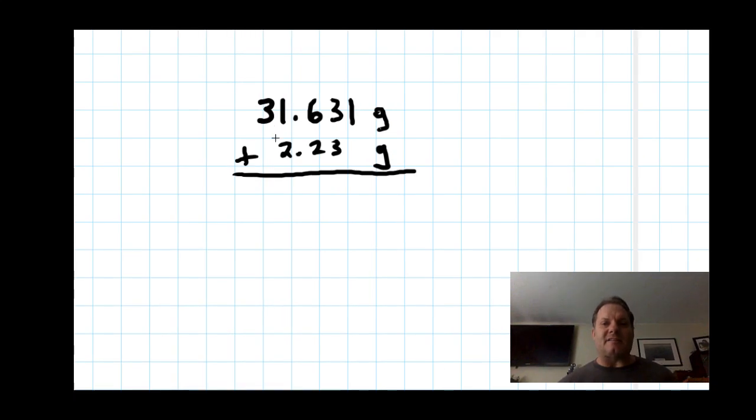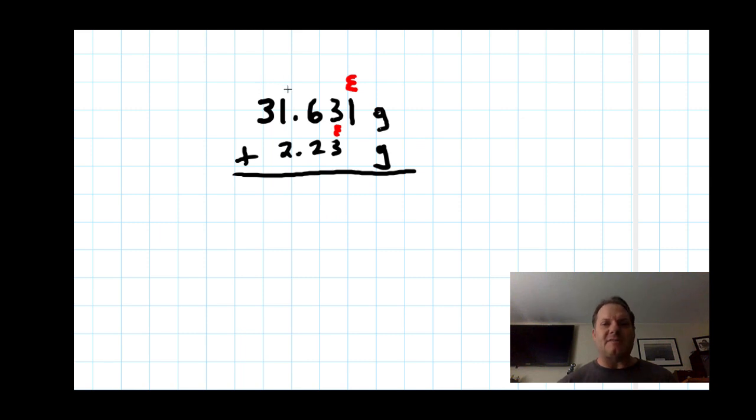All right, let's take a look at this problem really quick. 31.631 grams, we're going to add 2.23 grams. Now, we know from our previous discussion that this 1 is actually an estimate. So just to keep track of it, I'm going to write a little e above it so we know it's an estimate. In this other measurement, we weren't even sure about this 3 here. That was the estimate, right?